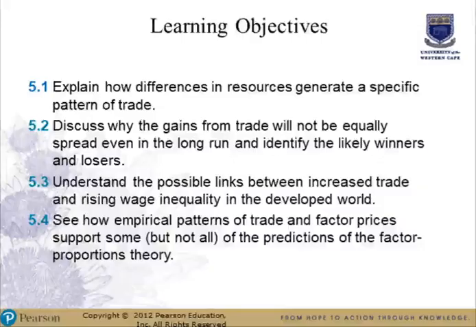After studying this chapter, you should be able to: 1. Explain how differences in resources generate a specific pattern of trade. 2. Discuss why gains from trade will not be equally spread even in the long run and identify the likely winners and losers. 3. Understand the possible links between increased trade and rising wage inequality in the developed world. 4. See how empirical patterns of trade and factor prices support some but not all of the predictions of the factor proportion theory.